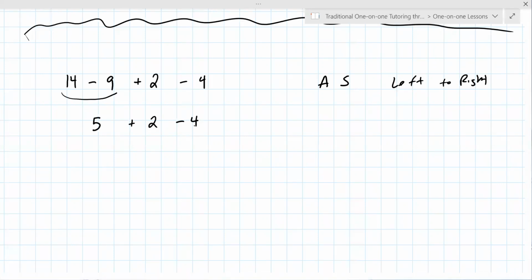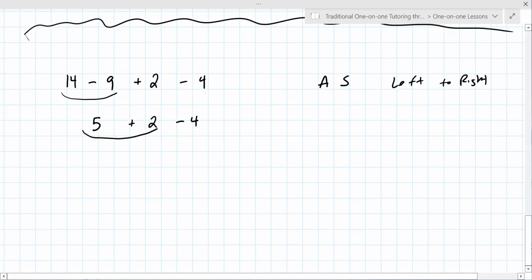Subtraction by 4. I'm sorry, you did 5 plus 2. Oh no, sorry, 7. Minus 4. 7 take away 4 is try again. 3. Yes. All right. So let's try another one here.